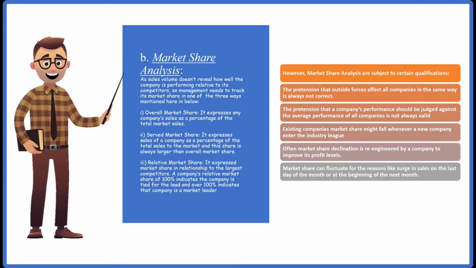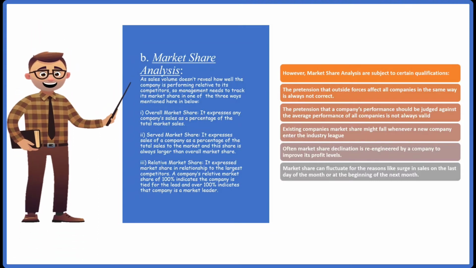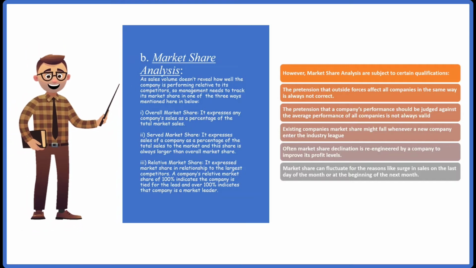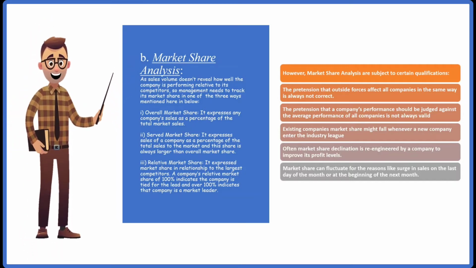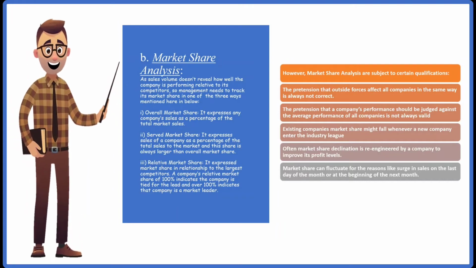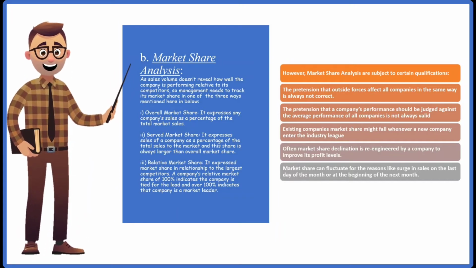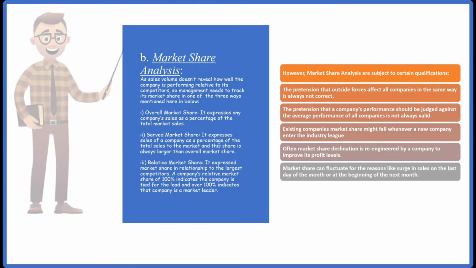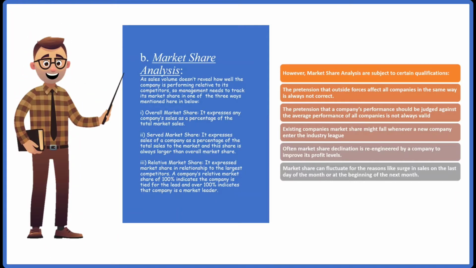Now we'll discuss market share analysis. As sales volume doesn't reveal how well the company is performing relative to its competitors, management needs to track its market share in one of 3 ways. First one is overall market share. It expresses a company's sales as a percentage of the total market sales. The next one is served market share. It expresses sales of a company as a percentage of the total sales to the market, and this share is always larger than overall market share.